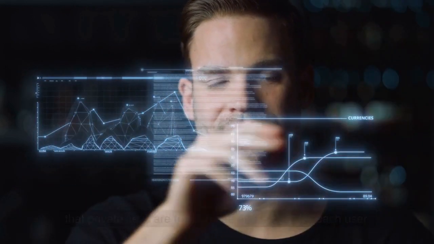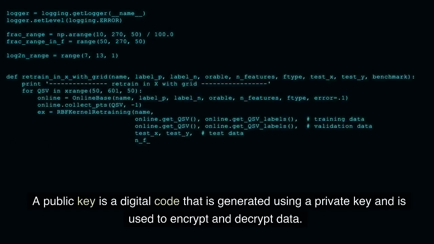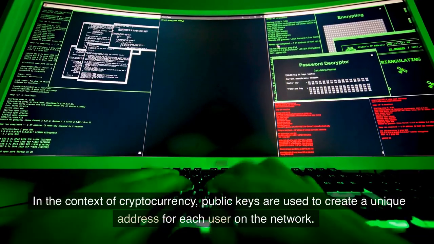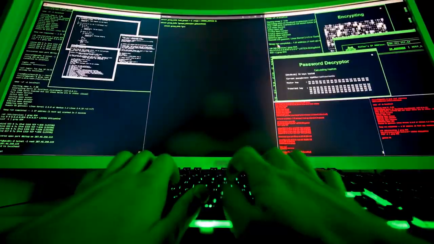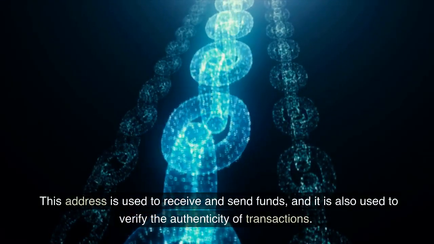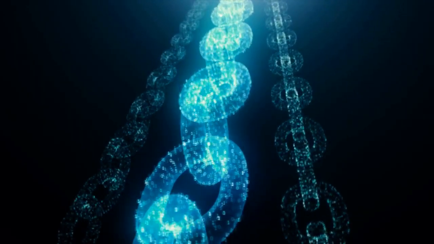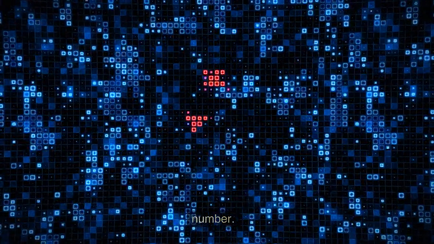A public key is a digital code that is generated using a private key and is used to encrypt and decrypt data. In the context of cryptocurrency, public keys are used to create a unique address for each user on the network. This address is used to receive and send funds, and it is also used to verify the authenticity of transactions. To generate a public key, a private key is first created using a random number.